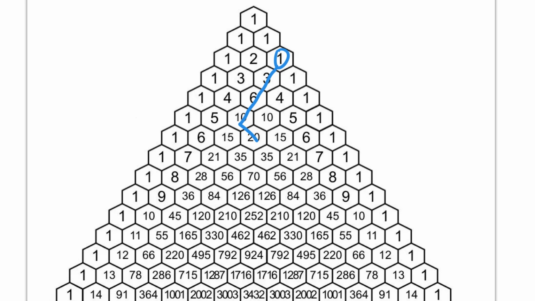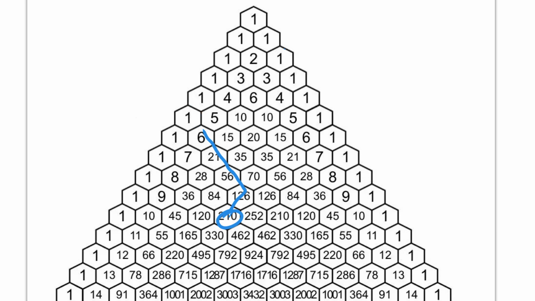Where do we want to start our hockey stick? Maybe we'll start it over here. So we go 1, 6, 21, 56, 126, stop. Let's draw a little hockey stick there. Well, 1 plus 6 plus 21 plus 56 plus 126. Yep, that checks out. That's 210.